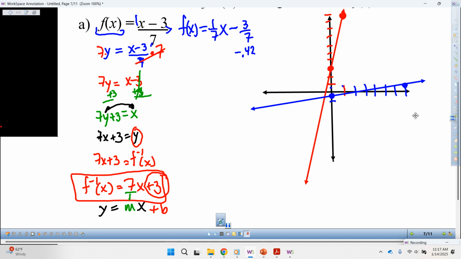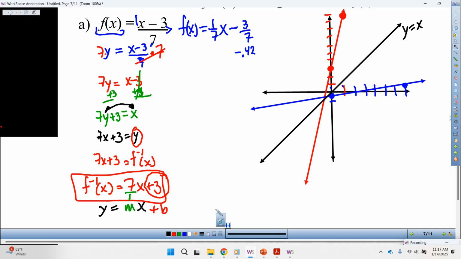Are we there? Now, this is what I want you to do. On your coordinate plane, since you have the one that's nice and neat, I want you to draw a diagonal line like we did yesterday, like so. For every 1 up, 1 to the right, 1 up, 1 to the right. And this is going to be our y equals x. The red one is our inverse. And the blue one is our f of x.